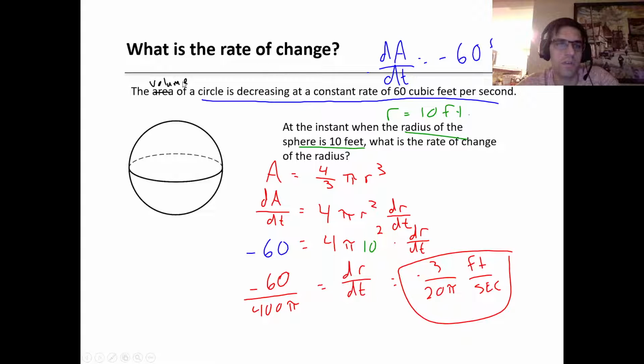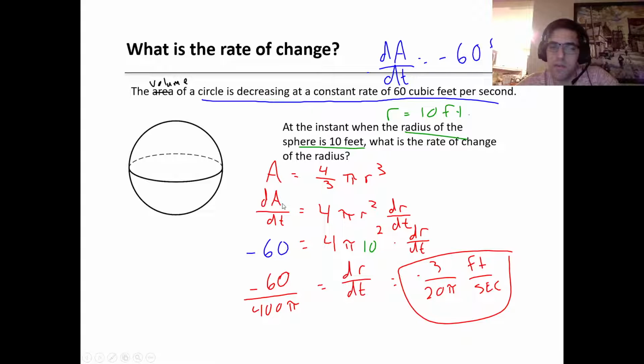So the volume of a sphere, this should say sphere, I missed one of the two typos, is decreasing at a constant rate of 60 cubic feet per second. So the ball is shrinking. Probably a balloon full of air and it's losing air. At the instant when the radius of the sphere is 10 feet, what is the rate of change of the radius? So the volume of a sphere, this should be V, we'll just call it A. It's 4/3 pi r cubed.